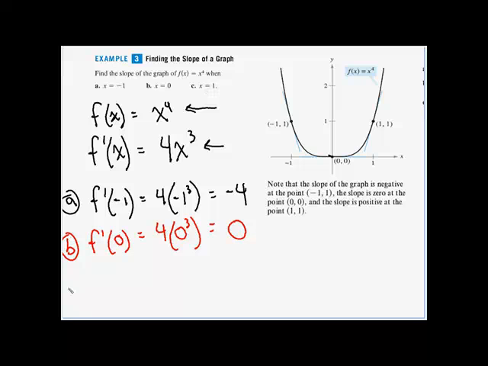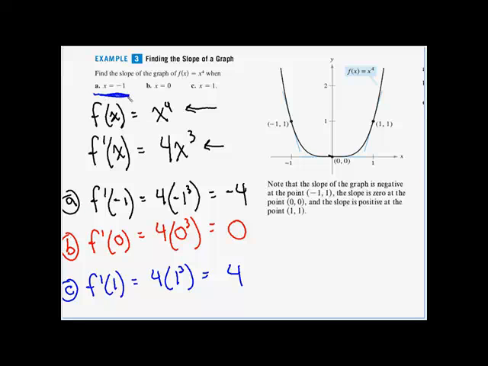And lastly, for part C, they want when x is 1. f prime of positive 1 is going to be 4 times 1 to the third, and that is equal to positive 4. Now, does that make sense?